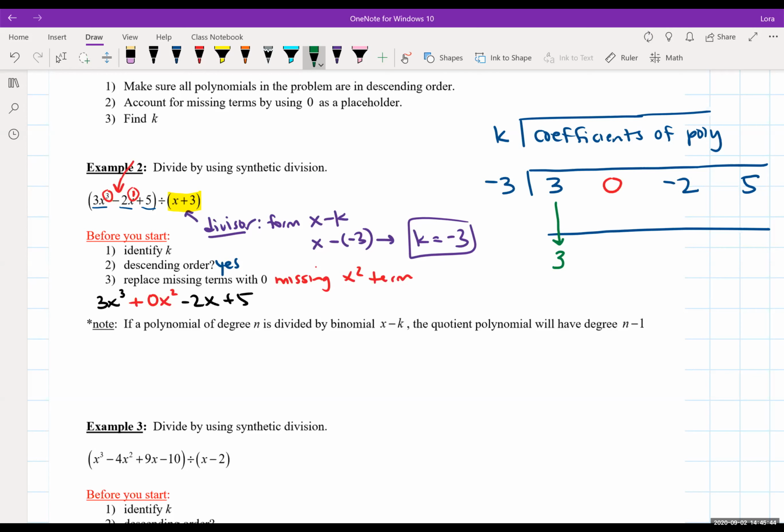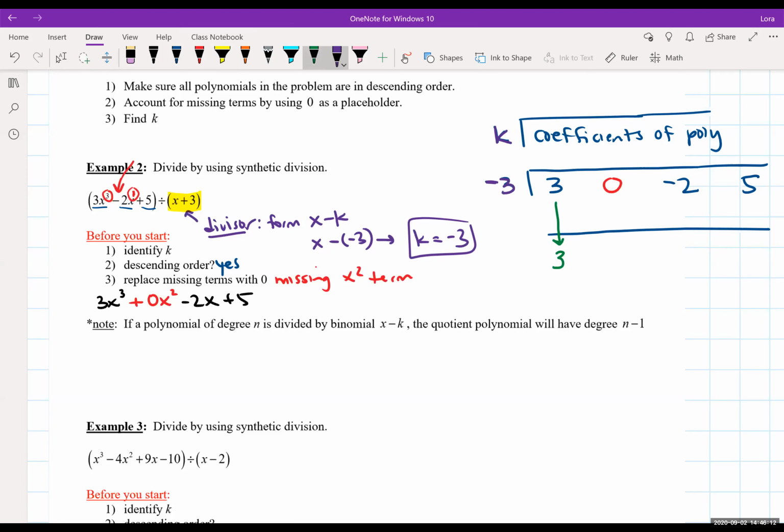Anything that you write below the bar is going to get multiplied by k, which is in our case negative 3. Maybe I'll color code it just to make sure, according to what we had. So I'll take that green 3, multiply it by the k. 3 times negative 3 gives me negative 9. What I will now do is write that below the next coefficient, but above the bar.